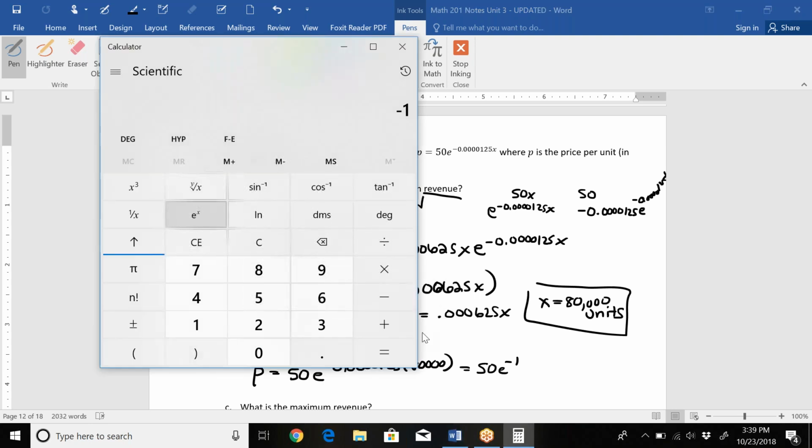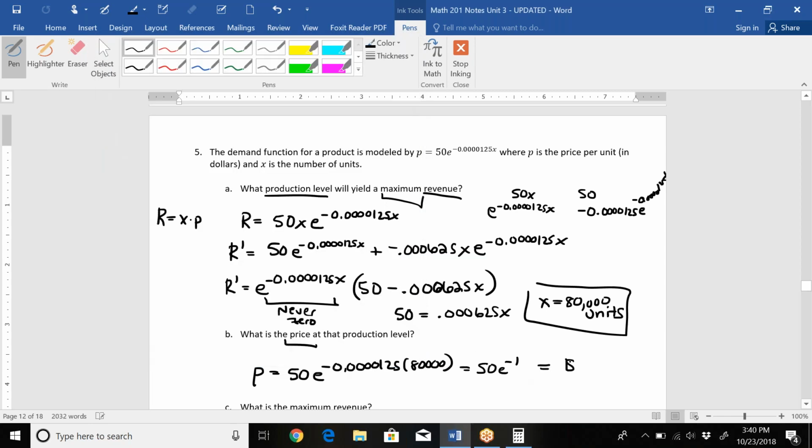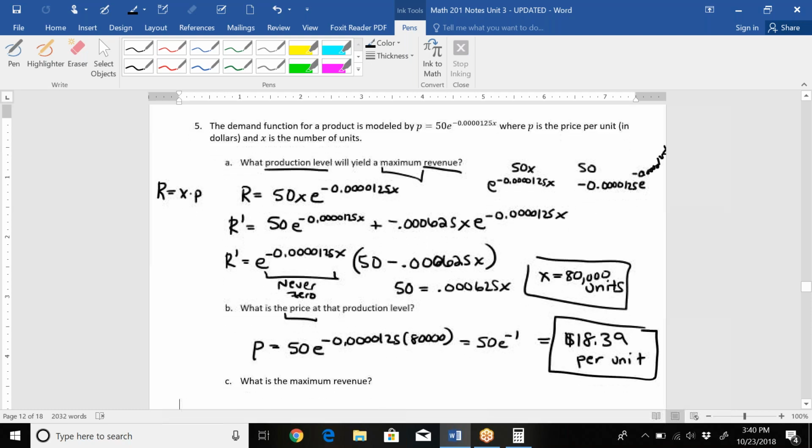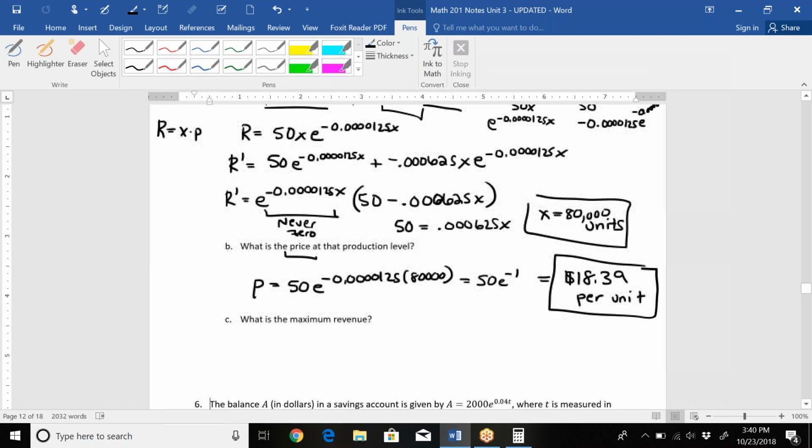So let's finish working that out. So take e to that power times it by 50, and we get $18.39 per unit. That's what they should have their price set at to get that maximum revenue. And then what is the max revenue is asking you what is the actual Y value associated with that. So you have to plug back into your revenue equation.